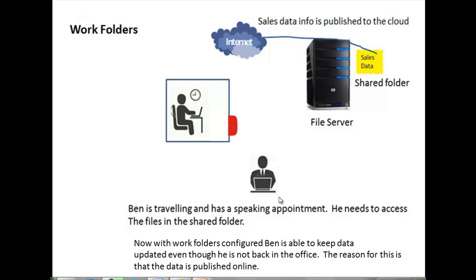But when the user goes home or the user is traveling, that data will be accessed because the data has been cached locally on the user's computer. That is, if offline files is turned on. So then what's the difference between the work folder and the offline files function?